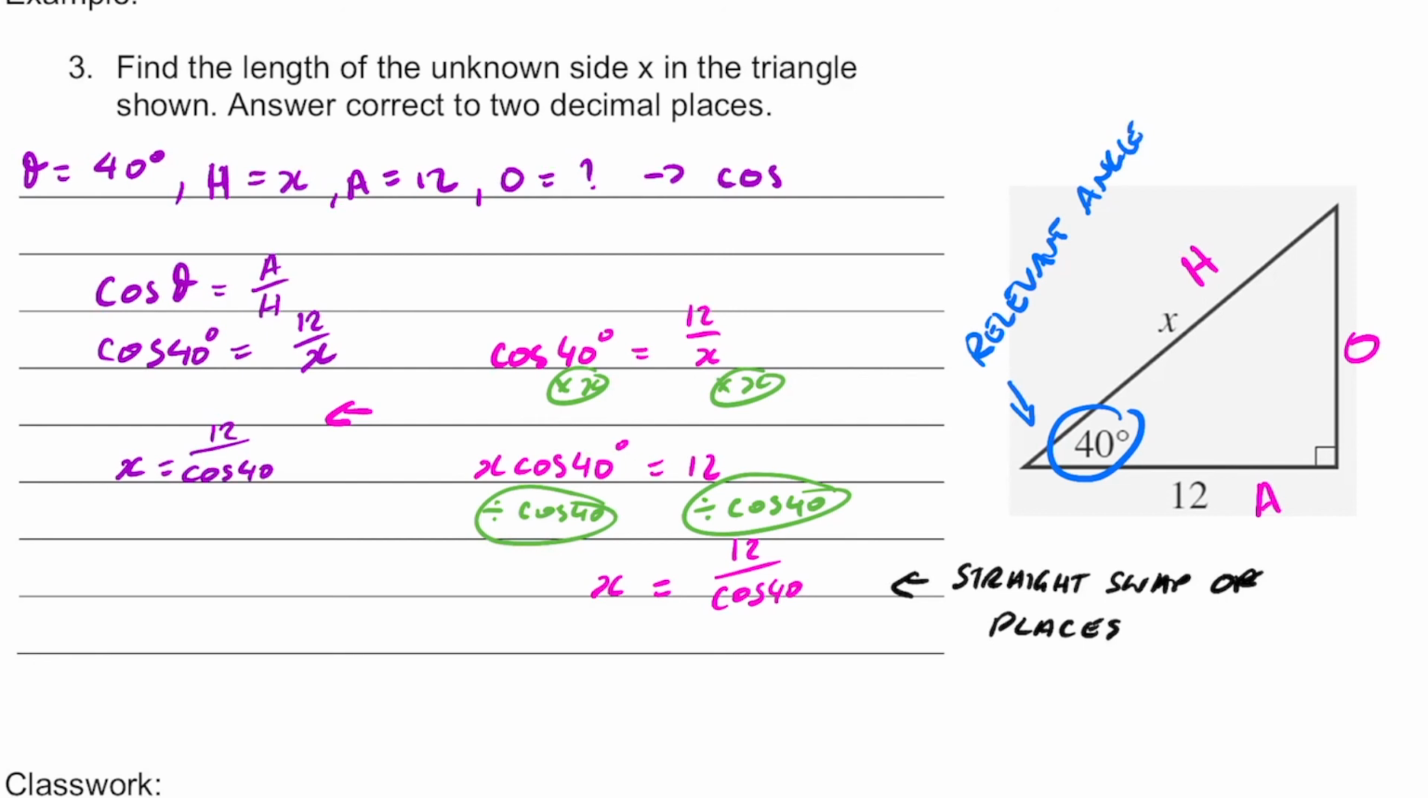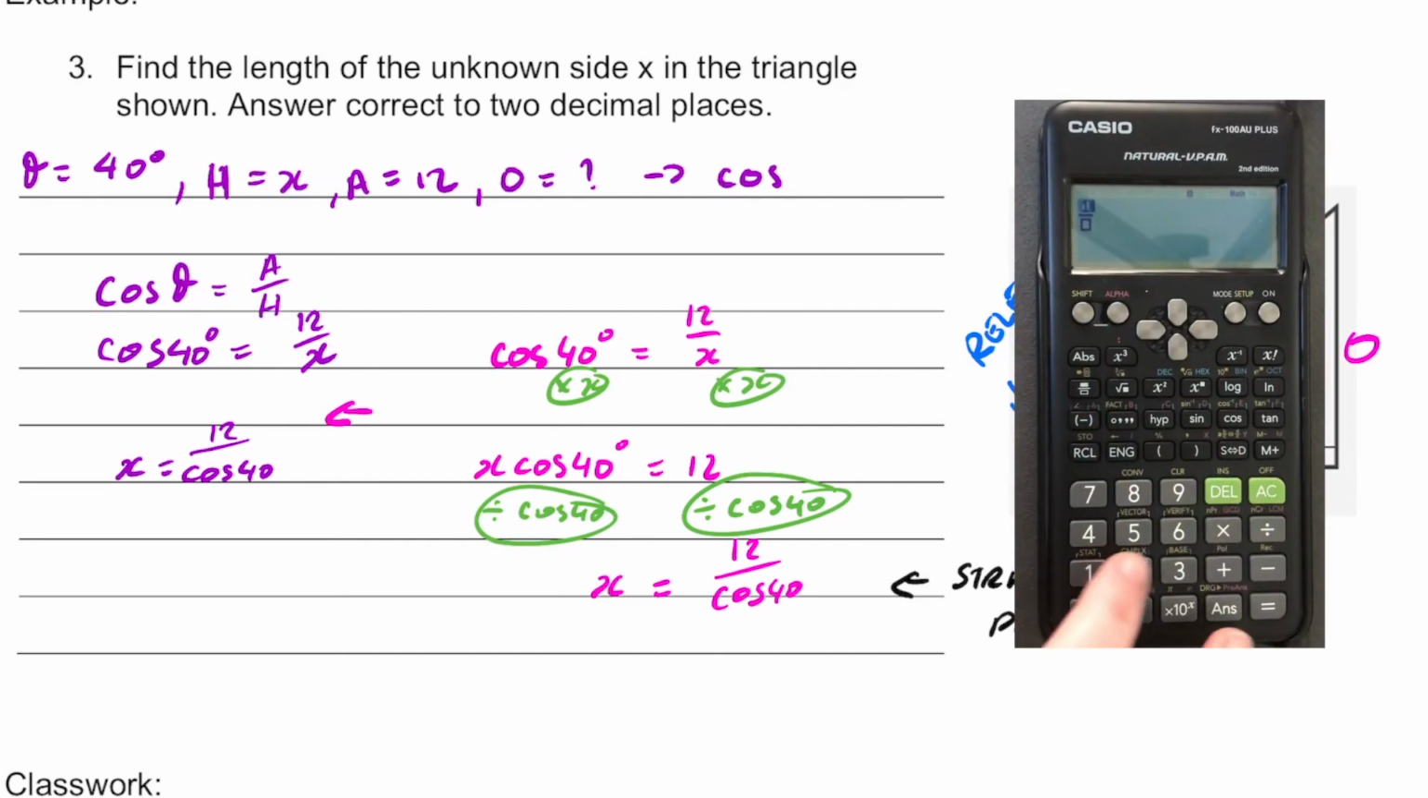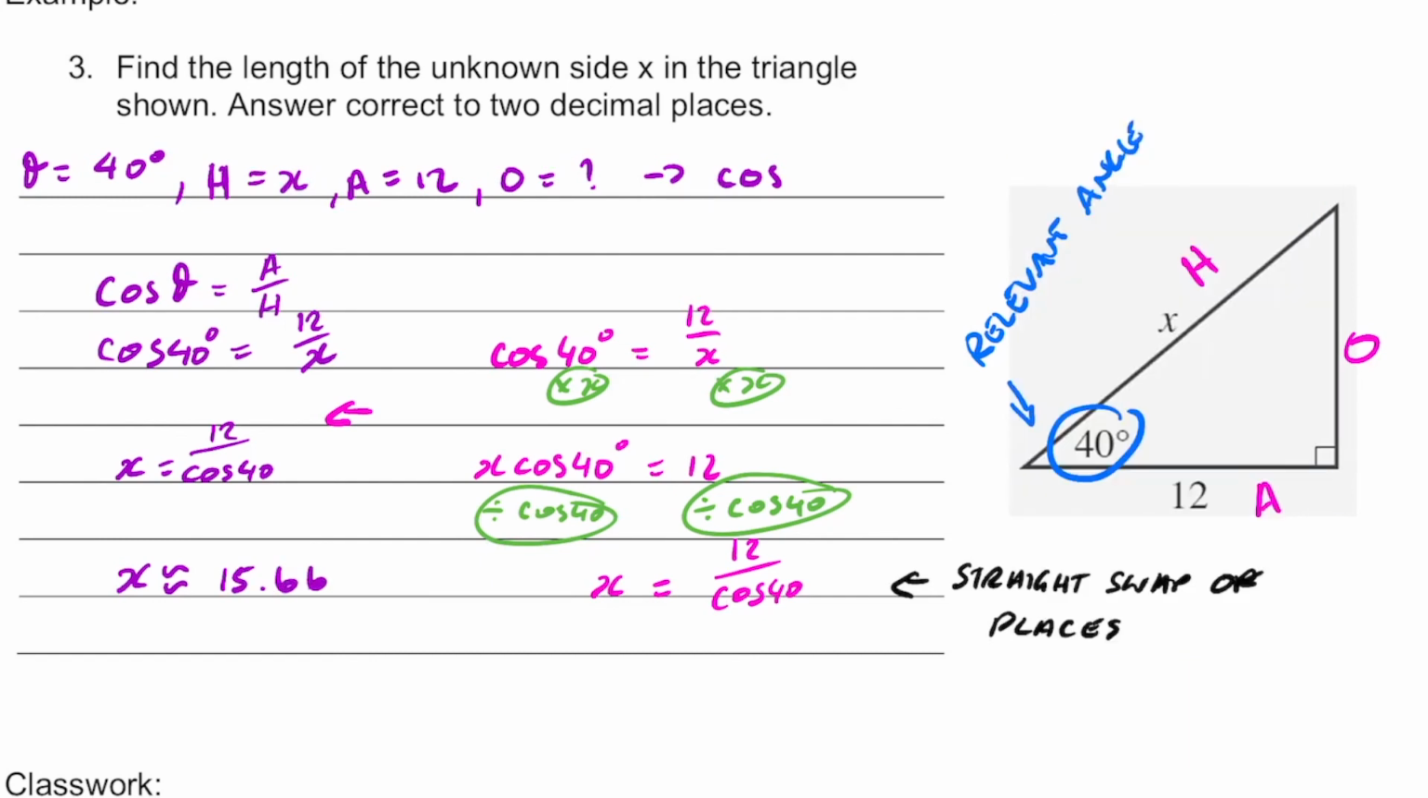So that bit in pink and green is that missing step in the purple, that little gap there. Okay, you can write that gap out if you want to, or you can just recognize that the x and the cos 40 have just simply swapped places, and I go from there. So then x is going to equal, once we plug that all into our calculator, 15.66. Hopefully this has given you a little bit more information on using trigonometry and applying it to some triangles.